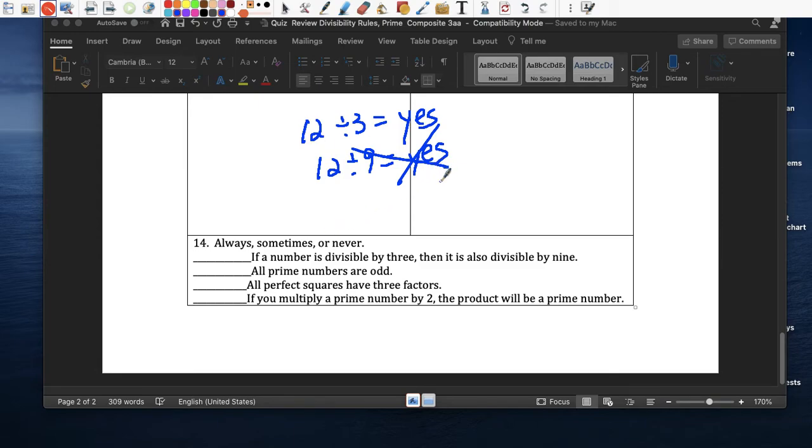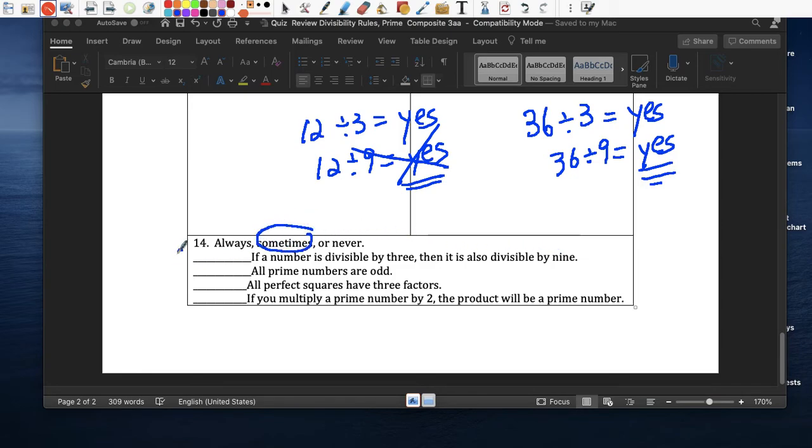But what if you pick a bigger number? Let's pick 36. 36 is divisible by 3, which equals 12. So that's a yes, right? I'm just going to forget the 12 for a second. Can I divide 36 by 3? Yes. Can you divide 36 by 9? Ooh, now it's a yes. So sometimes it doesn't work, and sometimes it does work. So if a number is divisible by 3, then it's also divisible by 9 is sometimes. Over here you would write sometimes, a veces. Sometimes it works. If it's divisible by 3, it's also divisible by 9.